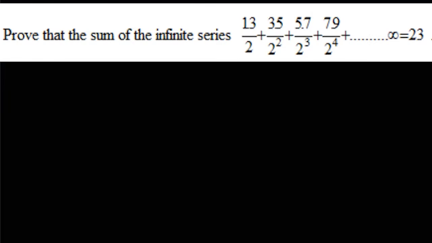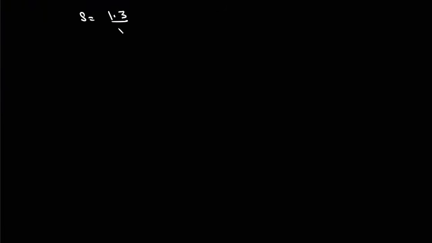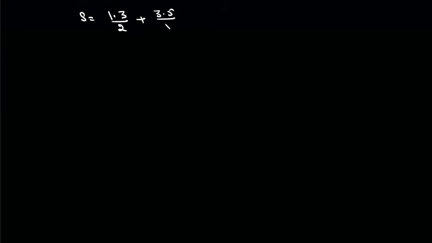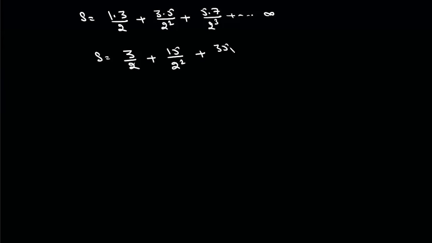Now here the question is, we are given this infinite series which is 1 into 3 upon 2 plus 3 into 5 upon 2 square plus 5 into 7 upon 2 cube up to infinite. So this series is actually 3 by 2, 15 by 2 square, 35 by 2 cube up to infinite.